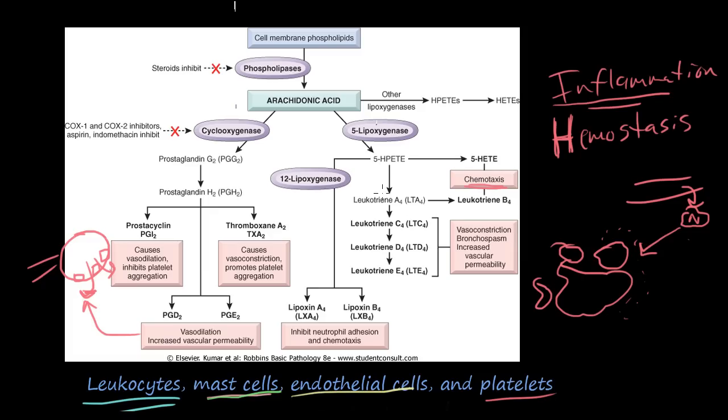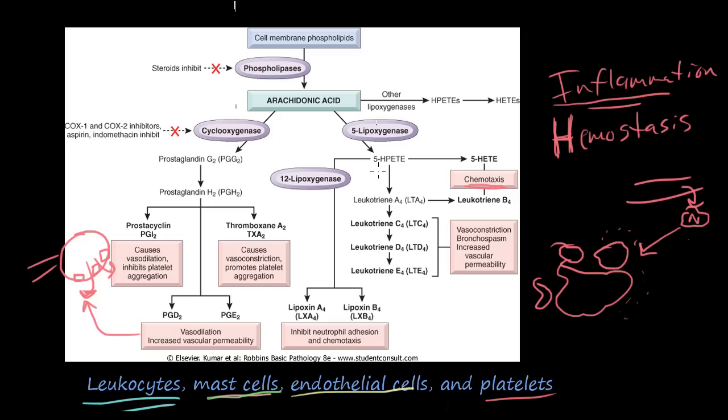Now the HPETE can also be converted into these molecules, and these molecules cause vasoconstriction, bronchospasm, and also increase vascular permeability, like this PGD2 and PGE2. Now, lipoxin A4 and lipoxin B4 are kind of the brake of the inflammation response, if you will. They inhibit neutrophil adhesion and chemotaxis.